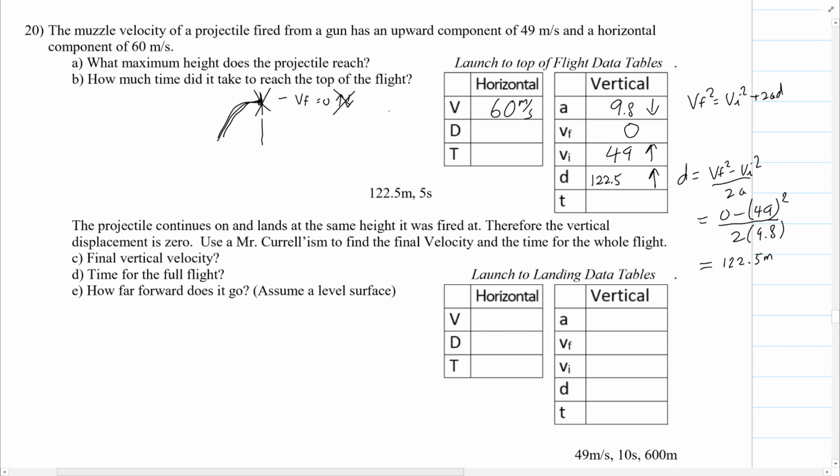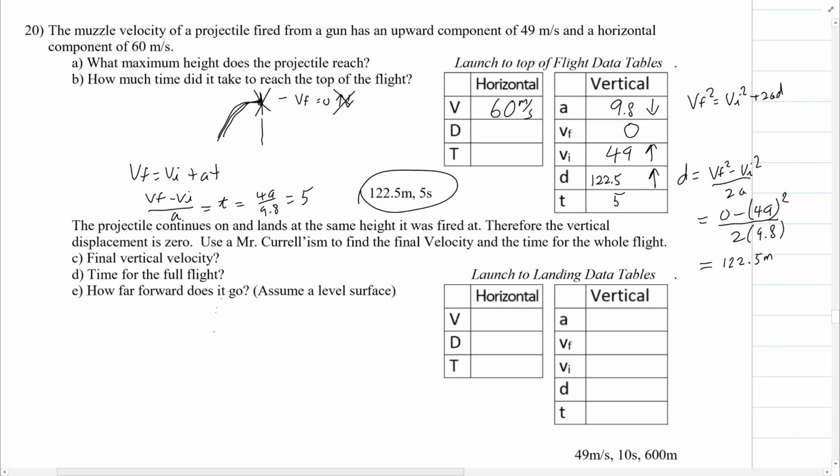And the time, well, if we want to do the time without d, we would go vf equals vi plus at, or vf minus vi all over a is equal to t. That's going to be 49 divided by 9.8, which is 5. So 5 seconds for that. Those are the answers.